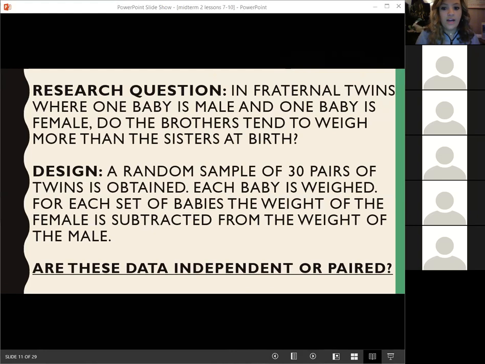So this has to do with what we just went over. Our research question is, in fraternal twins where one baby is male and one baby is female, do the brothers tend to weigh more than the sisters at birth? Our design is that we have a random sample of 30 pairs of twins, and then each baby is weighed. For each set of babies, the weight of the female is subtracted from the weight of the male. So are the data that we have independent or paired? Go ahead and answer these, and then please type your answer into the chat box, and then we will go over that one.